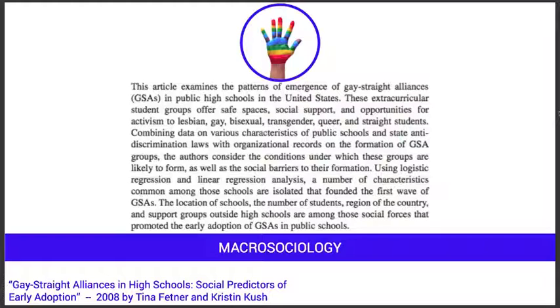So as you see, this one is macro-sociological because it's looking at the broad features of society, the relationship of groups to one another. In this particular case, they're looking at different regions of the country, comparing those, comparing smaller schools with larger schools, comparing anti-discrimination laws that are at the state level. So this article is researching the formation of high school Gay-Straight Alliance clubs from a broad macro-sociological perspective.